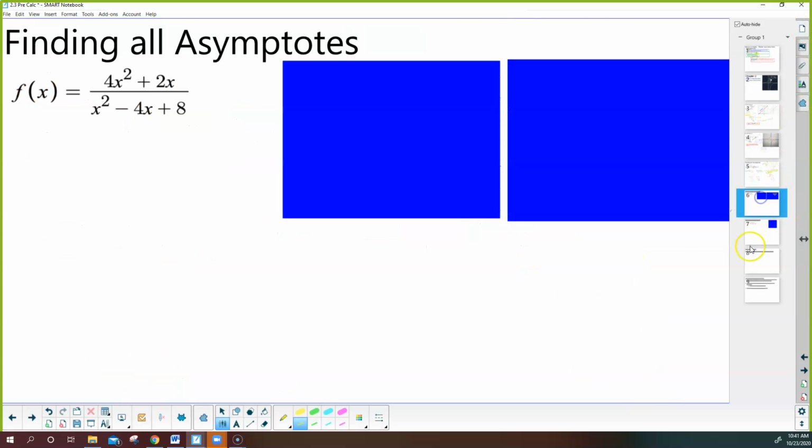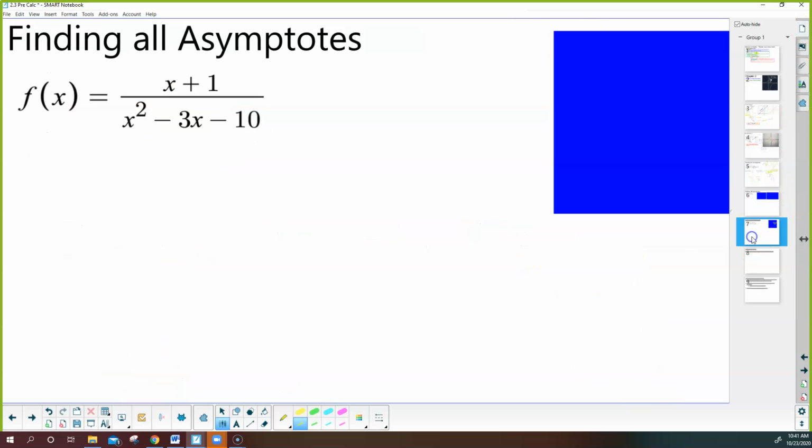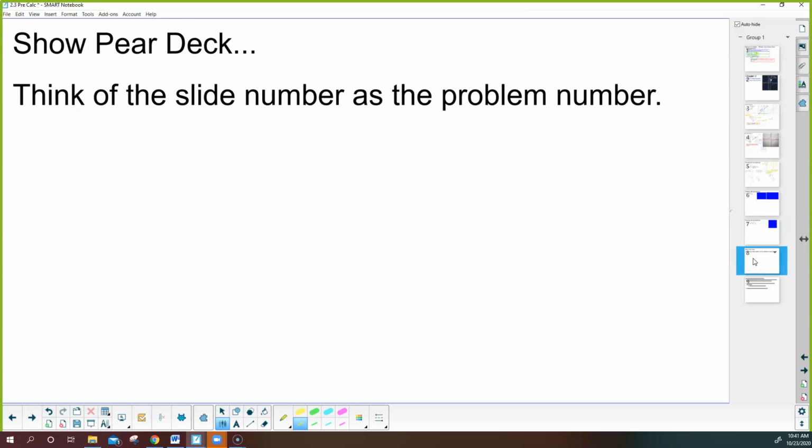Okay, so we didn't get to these two, which are fine. It's the same thing. It's just a little bit different unique things. Here's what we got today.